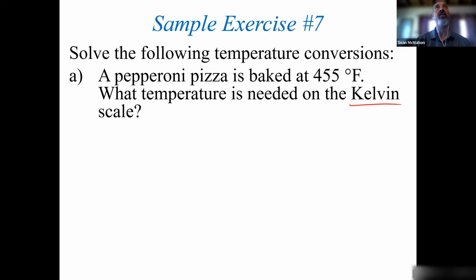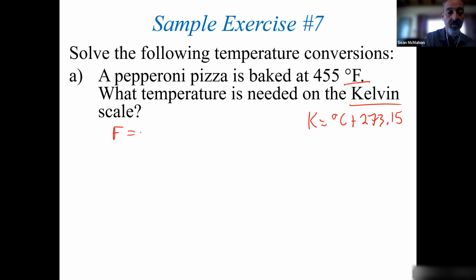So I have to think to myself, all right, do I remember the Kelvin formula? Yeah, Kelvin was degrees Celsius plus 273, and I'll add the .15. You don't really need to for this class, but I'll put it there. The problem is I don't really have Celsius to solve for Kelvin. I have Fahrenheit, but I do know that Fahrenheit was 1.8 times degrees Celsius plus 32. So what can I do?